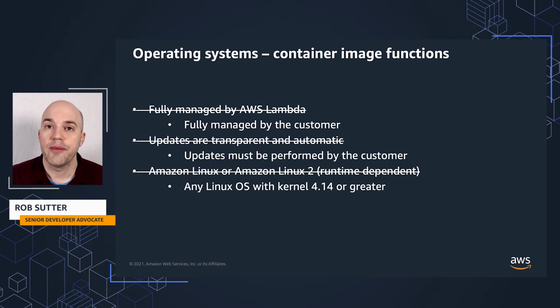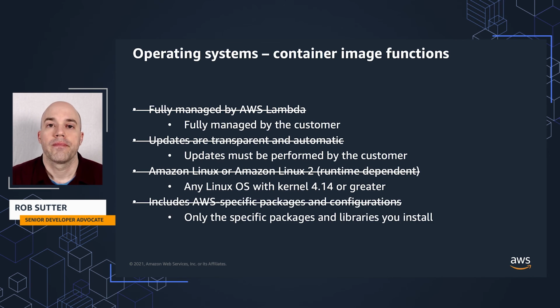When you deploy your Lambda functions as zip files, the underlying operating system will always be Amazon Linux or Amazon Linux 2. But when you deploy as container images, you can run any Linux operating system with a kernel of 4.14 or greater. Finally, the packages that are deployed on Amazon Linux are not going to be there on images that you build unless you install them yourself. This means that everything that you expect to be inside that image, you need to put there yourself.